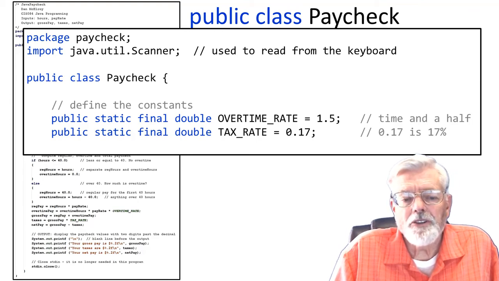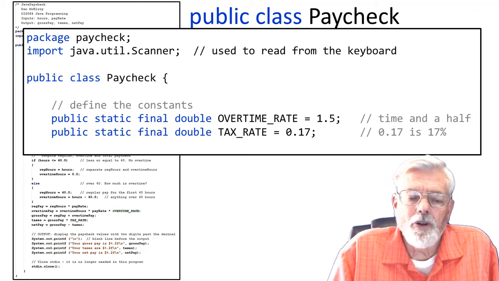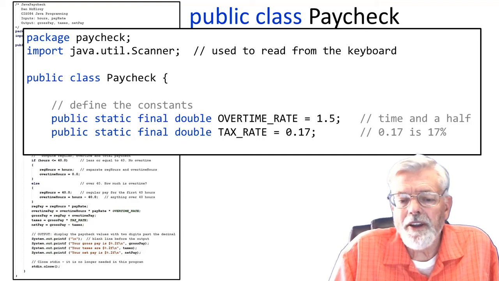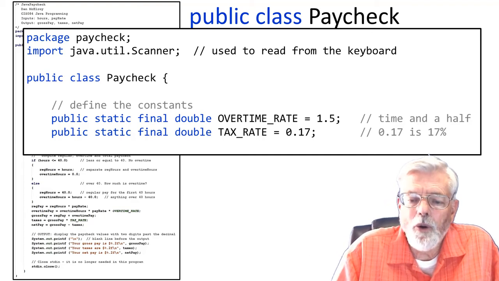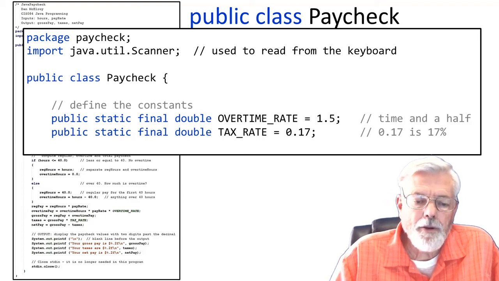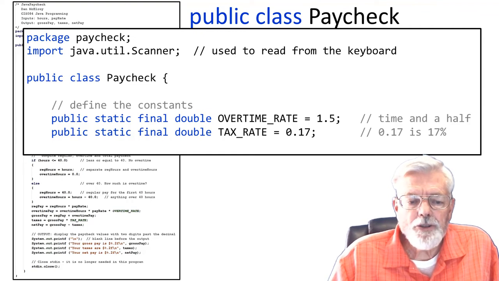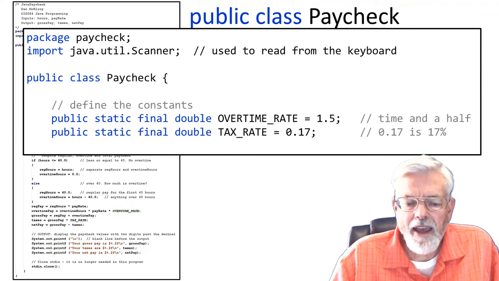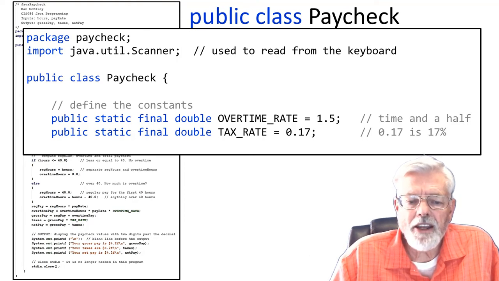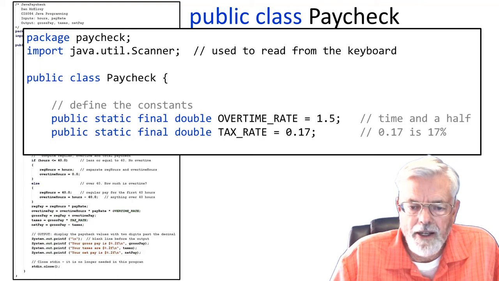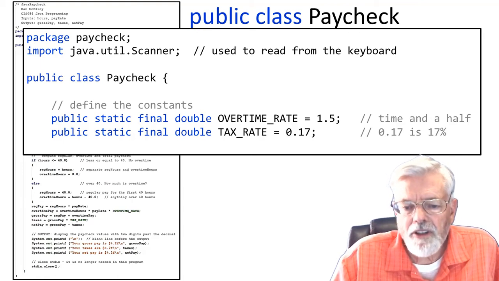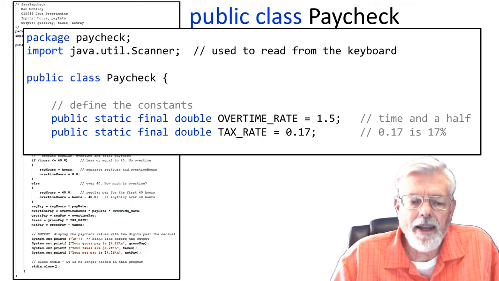The curly braces, open curly brace, close curly brace, are used to identify the start and end of a block of code or data. Many other programming languages use the words begin and end instead of curly braces. Each open curly brace needs to have a matching closed curly brace. The closed curly brace for the public class Paycheck is at the end of the file. This means that everything else in the file belongs to public class Paycheck.